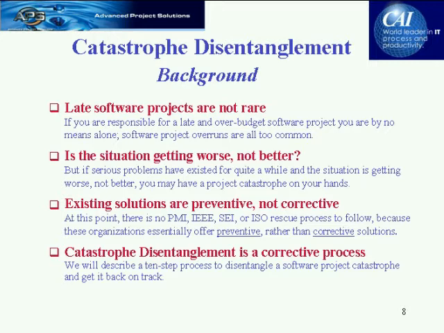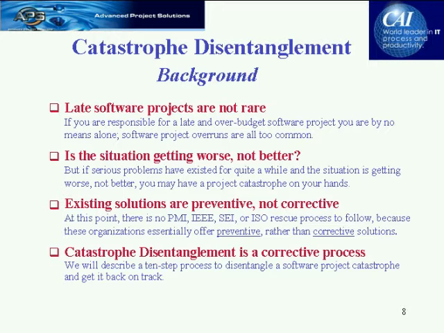Well, let's look at some background information first about catastrophe disentanglement. First of all, we're talking about late software projects. Anyone involved in software projects knows that a late project is not rare. In fact, if you're responsible for late and over-budget software projects, you're by no means alone. Software project overruns are very common, unfortunately.